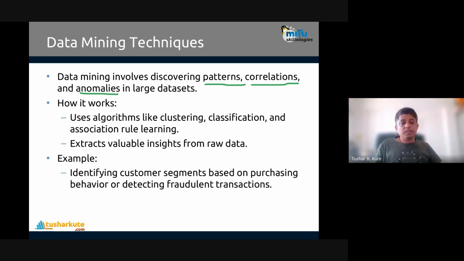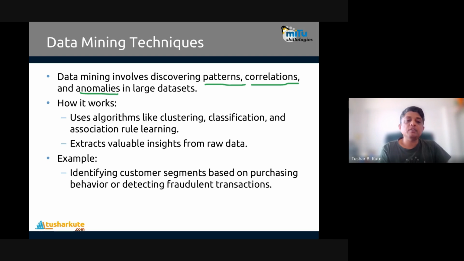So how does it work? They use algorithms like clustering, classification, and association rule mining. Clustering is used to find relations in the given data. Classification is used to find the relation between input and output data. Association rule mining finds something like if this, then that, like the frequently bought together concept. The aim is to extract value from insights in raw data. All of this is data mining: patterns, correlations, anomalies. Anomalies means exceptions, or outliers as we call them. So these are all possible.